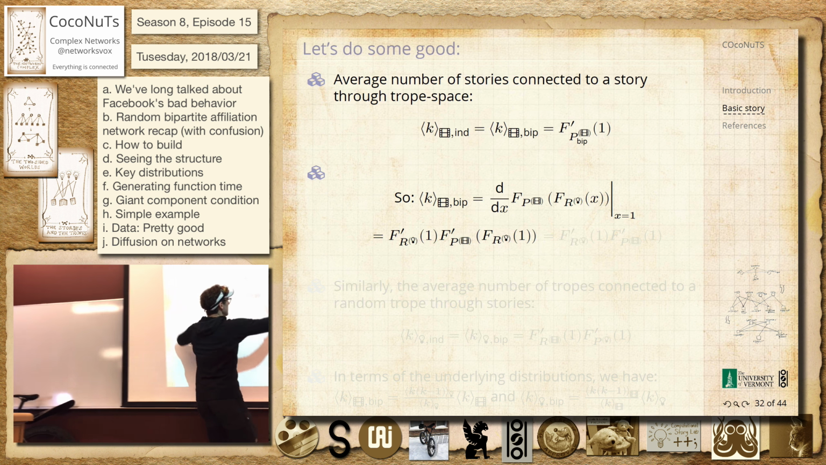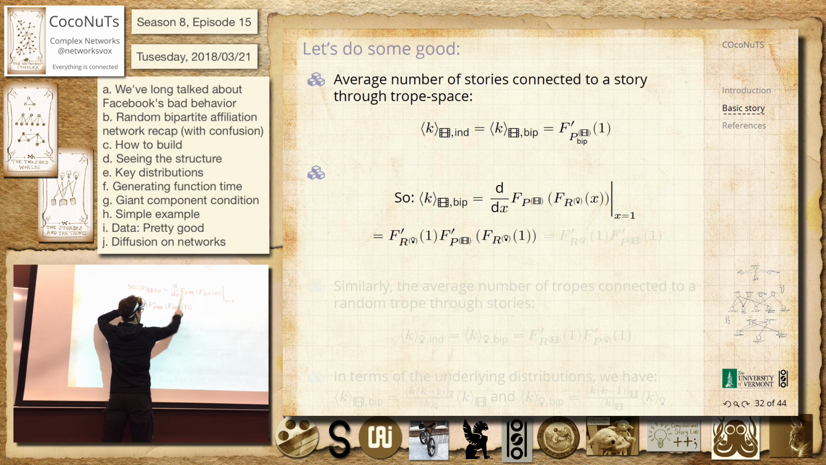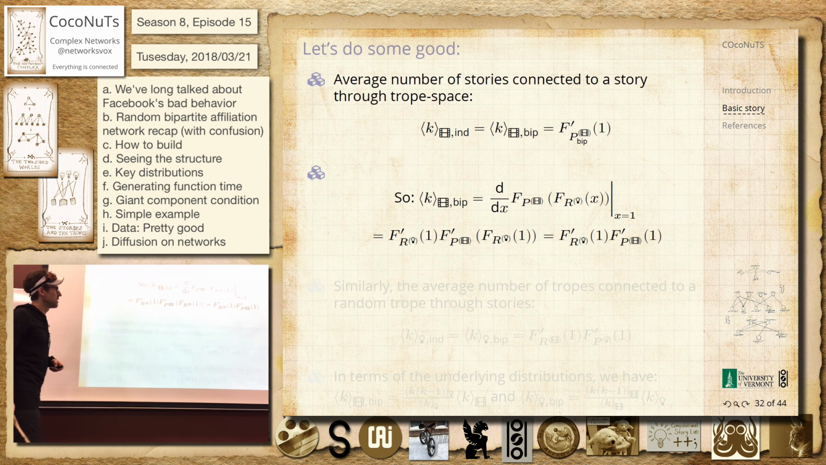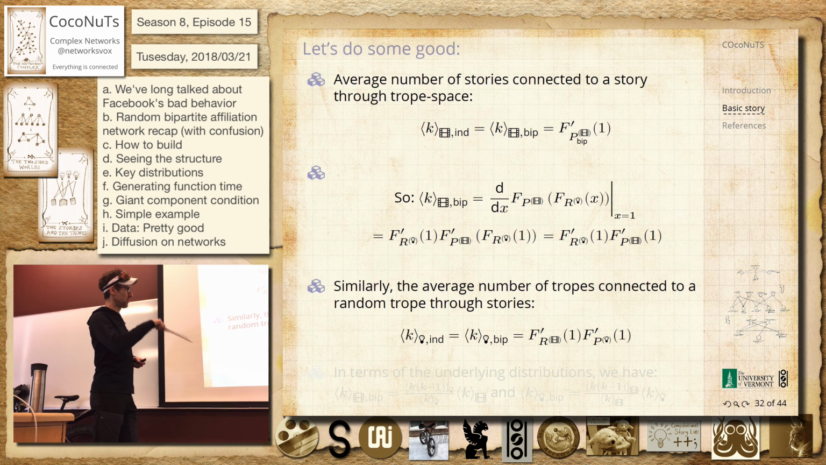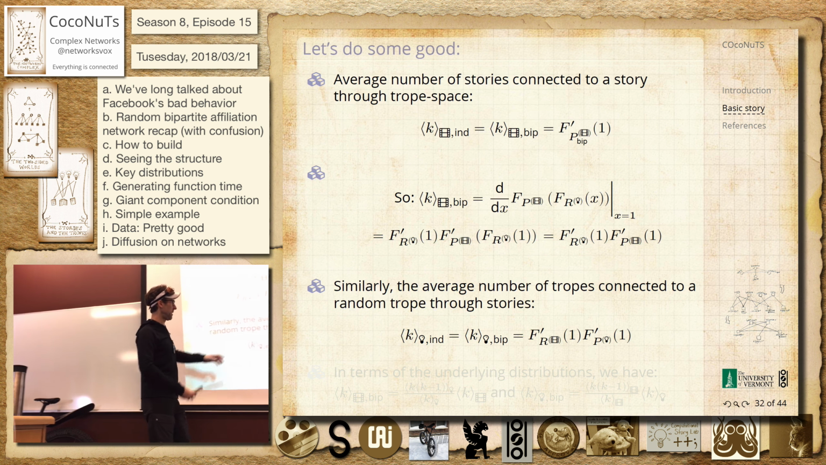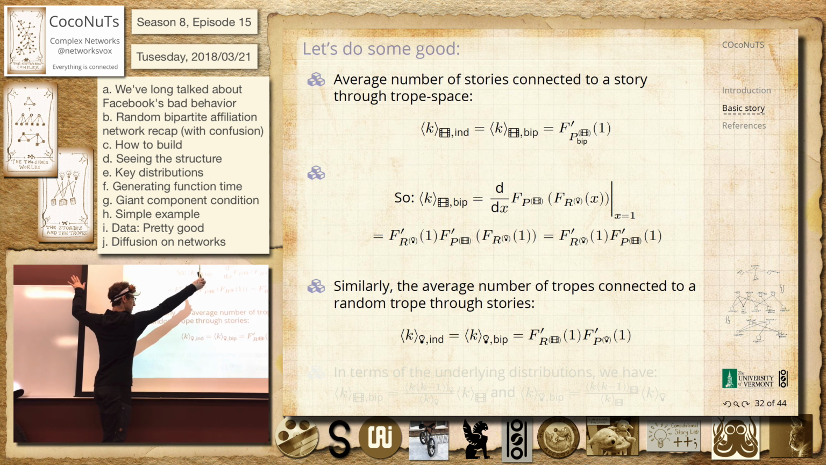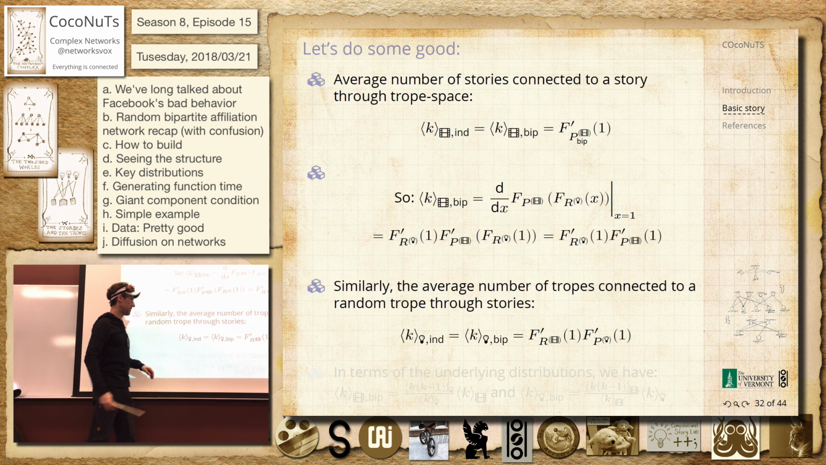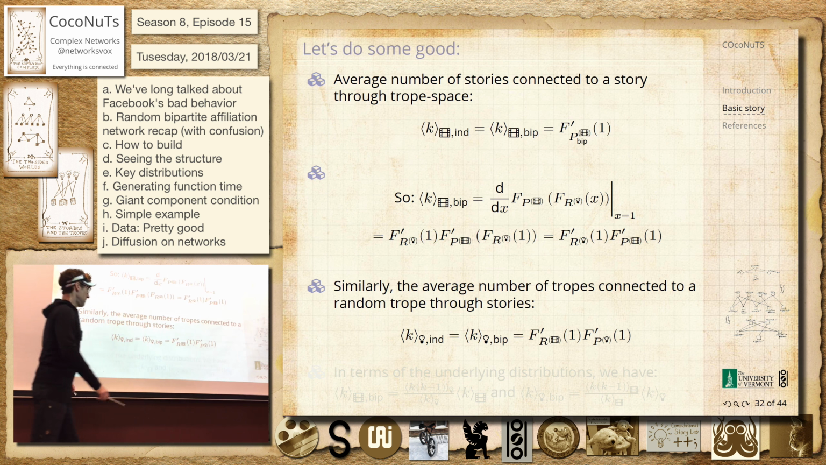That is a chain rule, right? So this blob comes out here, and then we've got the first derivative here with the function still the same, and we're evaluating at 1 because we're trying to find an average. So we have this. And so if you do it the other way around, then the average number of tropes connected to a random trope, so we start at a trope, go down to all the stories, go back up to tropes, the average number that we'll get there is going to be similar. It's going to be a flip of these things.